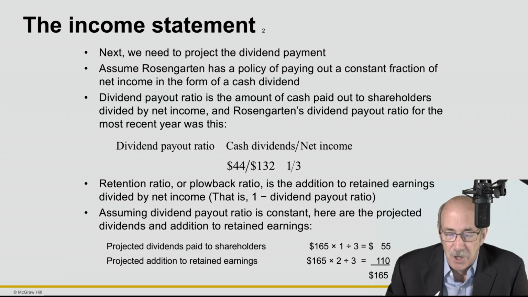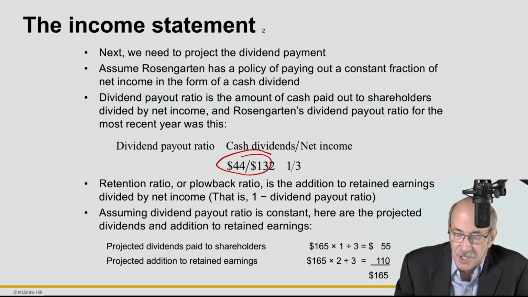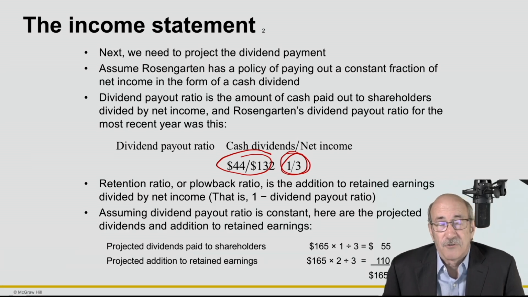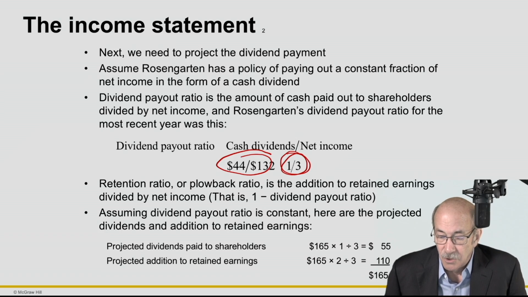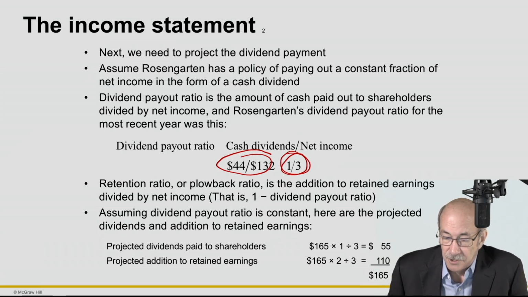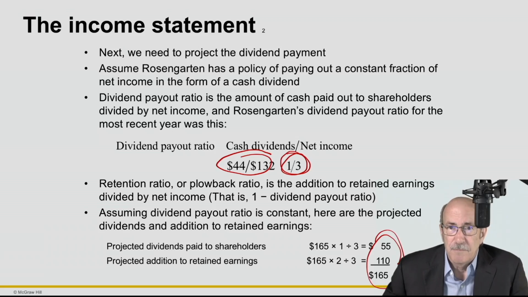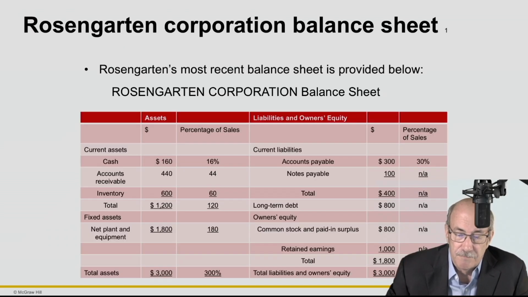But for the moment, basically what we see here is that they're paying out 1/3 of their net income in the form of dividends. So that means that 2/3 of that net income goes to retained earnings, and you'll see that right down here. All right, good so far?